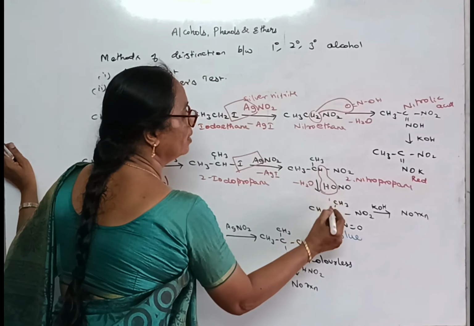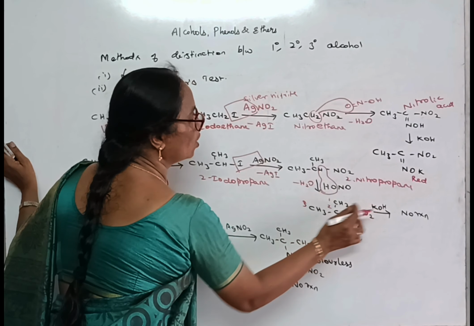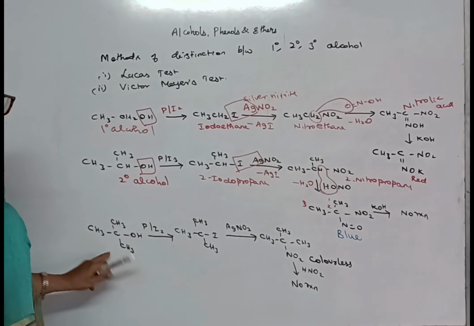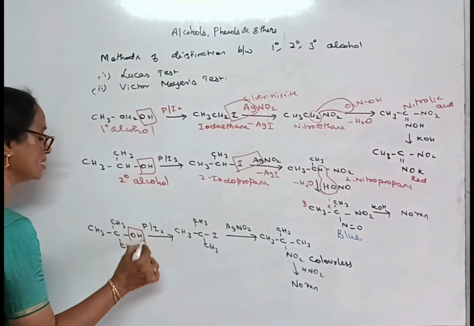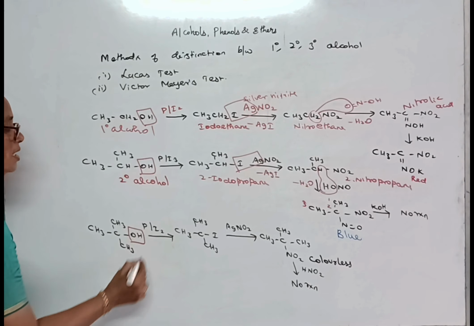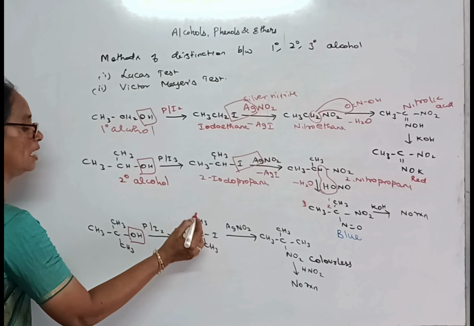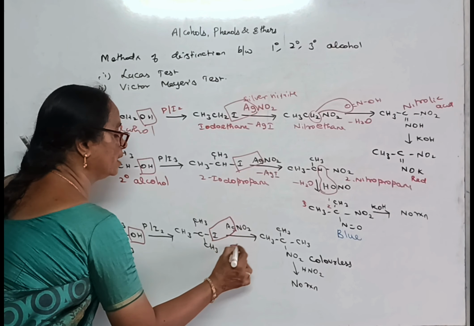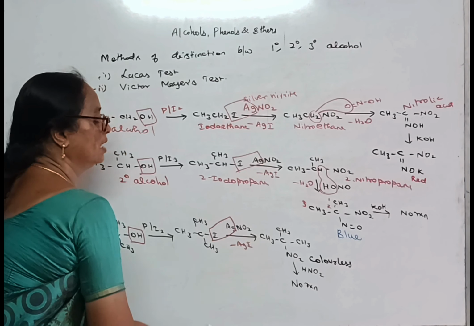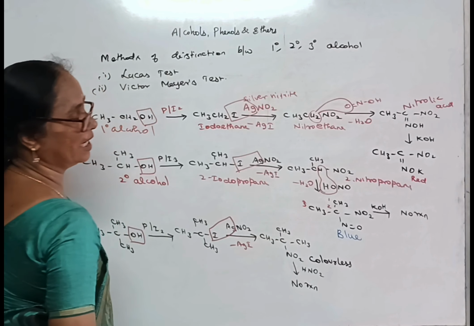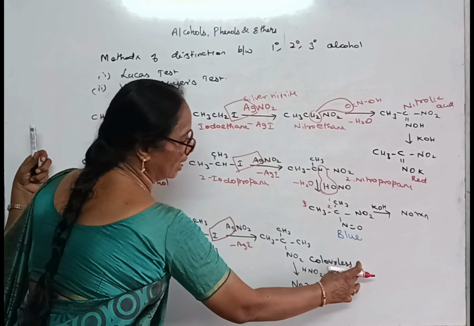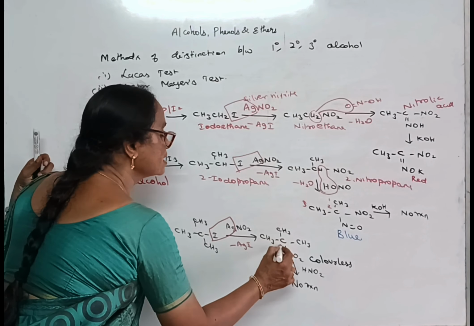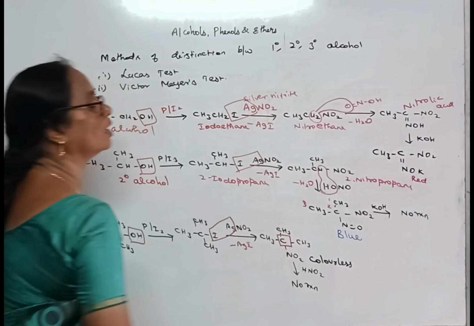This is 2-nitro-2-nitrosopropane, whose color is blue. With the tertiary alcohol, once again it is treated with phosphorus and iodine, where we are getting 2-methyl-2-iodopropane, followed by treatment with silver nitrite. So minus AgI, we are getting the tertiary nitro compound. This compound is colorless and it does not react with nitrous acid because this functional carbon has no hydrogen.